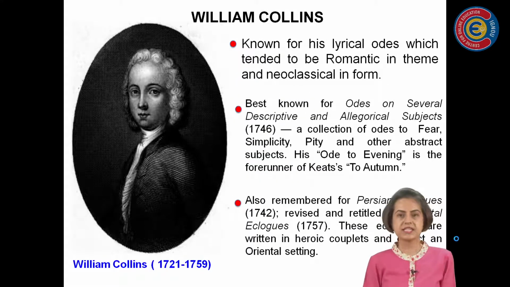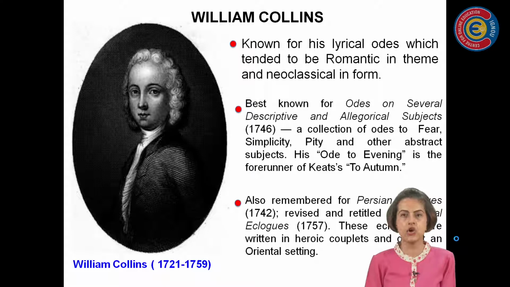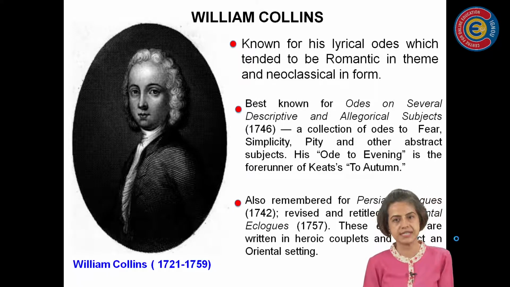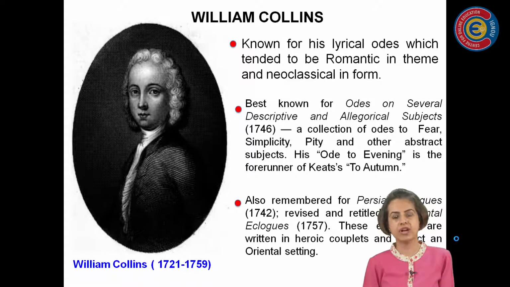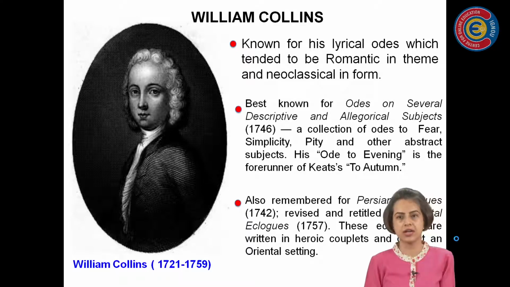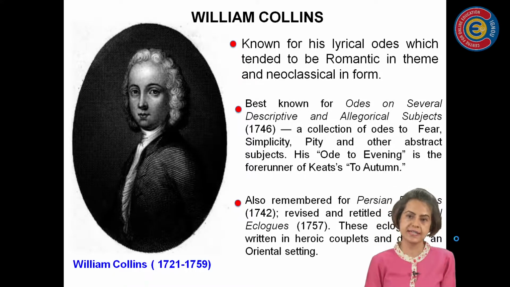Now, William Collins is the next precursor that we'll be talking about. He is known for his lyrical odes, which tended to be romantic in theme and neoclassical in form. He is best known for Odes on Several Descriptive and Allegorical Subjects that was published in 1746. This is a collection of odes to fear, simplicity, pity, and other abstract subjects. His Ode to Evening is the forerunner of Keats's To Autumn. He is also remembered for Persian Eclogues that was published in 1742, revised and retitled as Oriental Eclogues in 1757. These eclogues are written in heroic couplets and depict an Oriental setting.